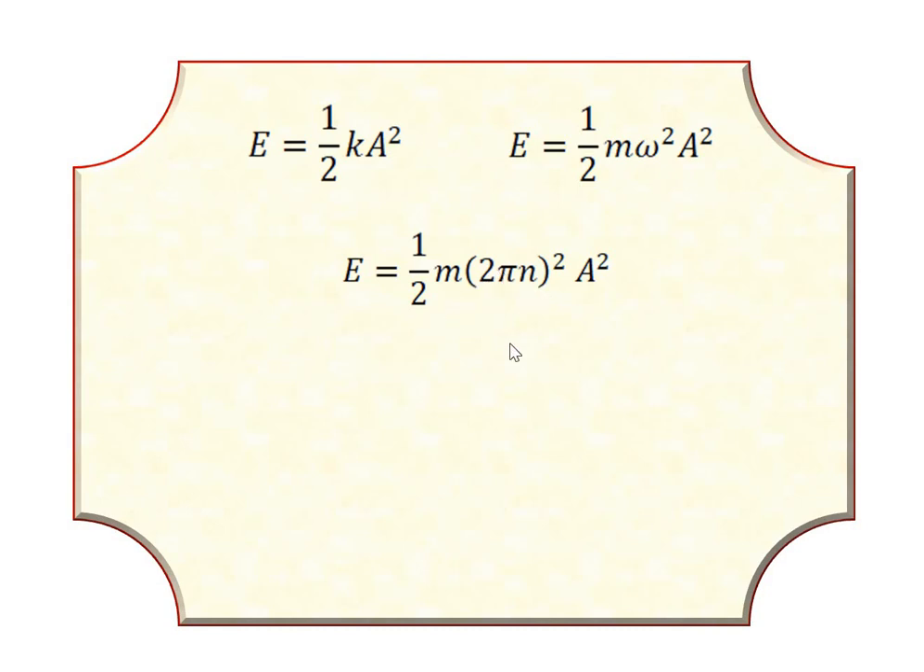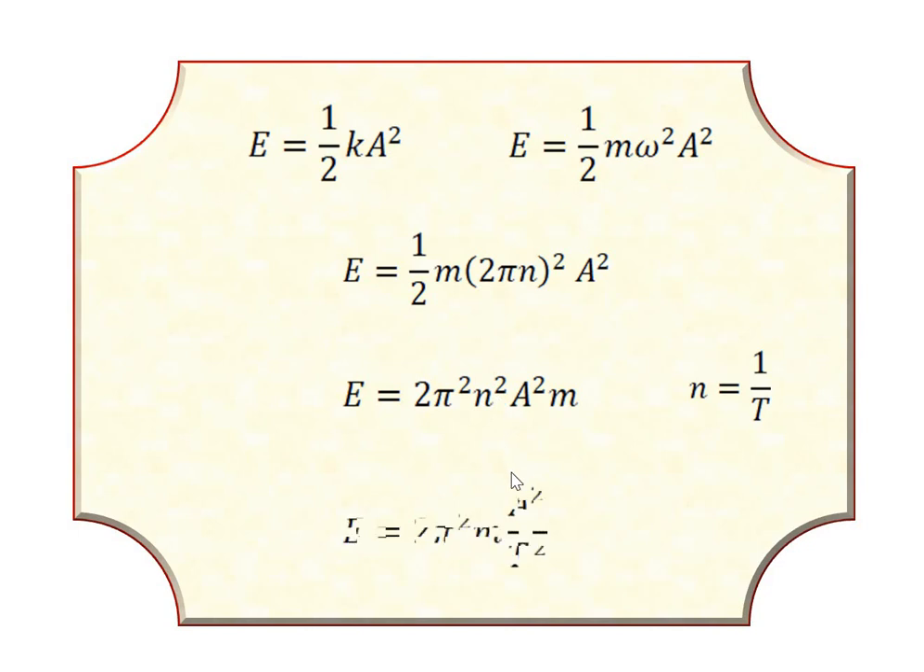Simplifying this term, we get E equals 2 pi square n square a square into the small m. As we know, frequency is the reciprocal of the time period. So simplifying this equation again, we get E equals 2 pi square m into a square divided by T square.